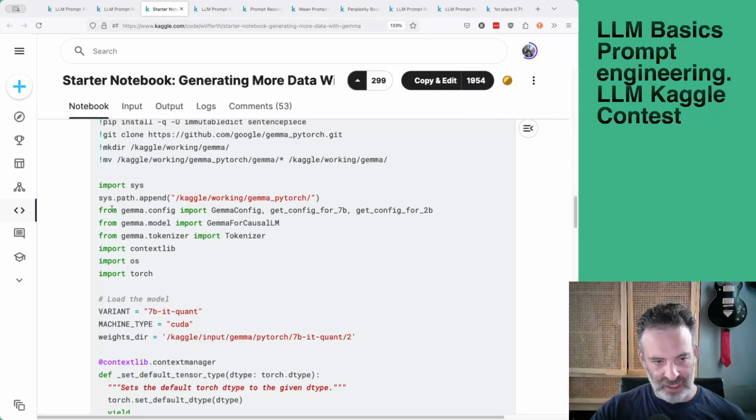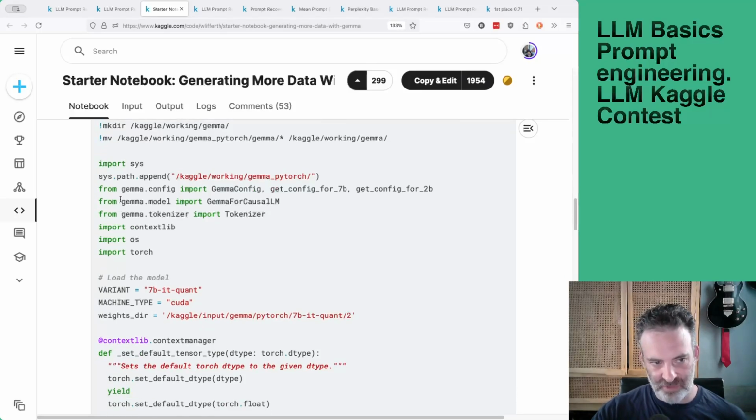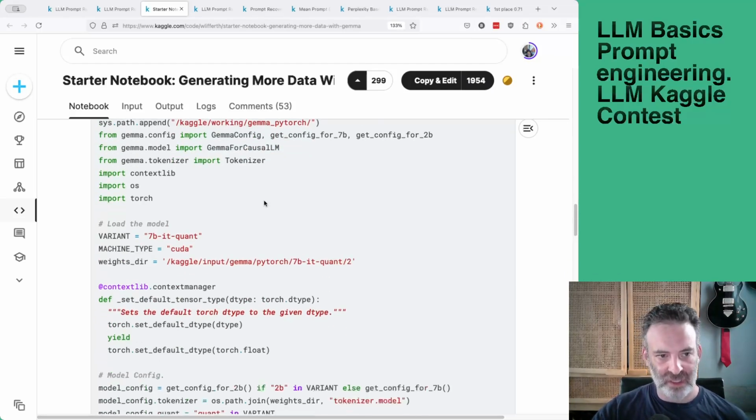Here's how Gemma gets imported. You have Gemma config, Gemma model, model for Kaggle LLM. So Kaggle LLM is asking a model to predict the next word, which is the typical use case of an LLM. Then the Gemma tokenizer: every LLM requires its own special tokenizer, so we have to use the tokenizer for Gemma.